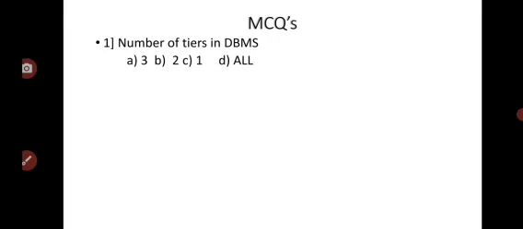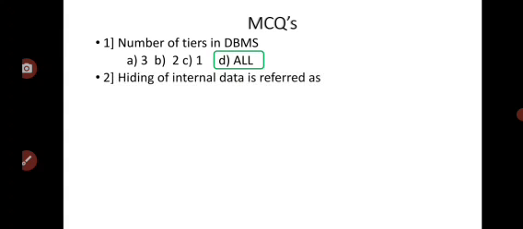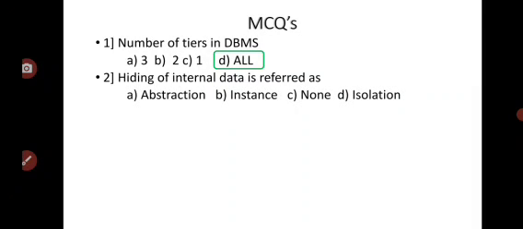We come across the last slide, that is MCQs, multiple choice questions. Number of tiers in DBMS: 3 tier, 2 tier, 1 tier and all. As you know, the DBMS will be available in 1 tier, 2 tier and 3 tier. The answer will be D, all. Hiding of internal data is referred to as: abstraction, instance, none, isolation. So hiding the internal details of the data is called abstraction. The answer will be option A.